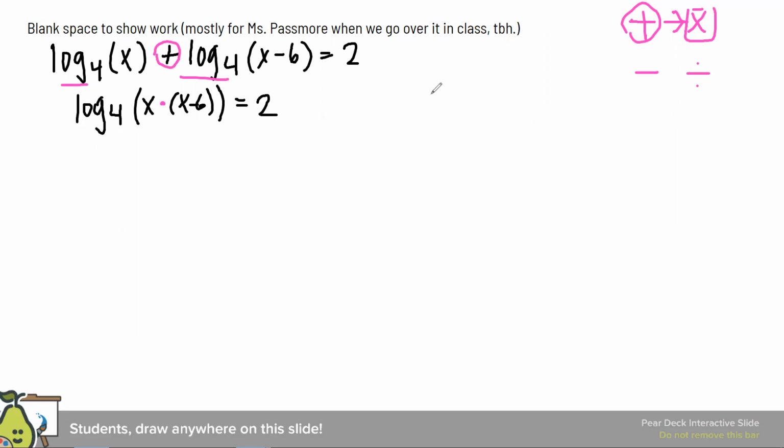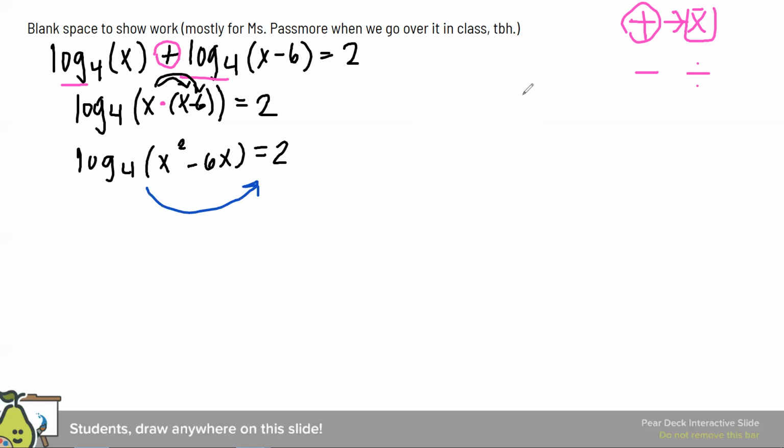Now, do as your intuition tells you. You're going to distribute these values. You're going to end up with log base 4 of x times x, which is x squared, and x times negative 6 is negative 6x, equals 2. So now we're back to one of the problems that we've worked with before: log base 4 of x squared minus 6x is equal to 2. To solve this, we're going to convert to exponential form, which says 4 squared is going to be equal to the values inside.